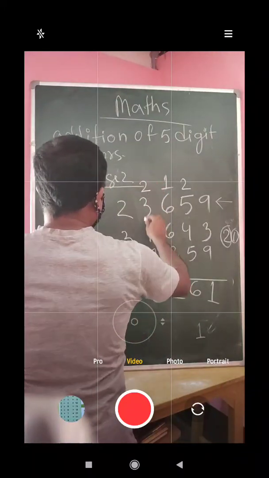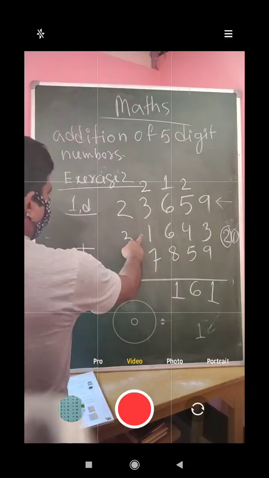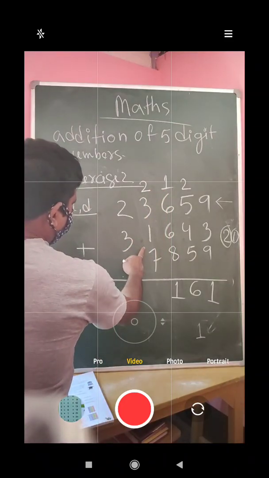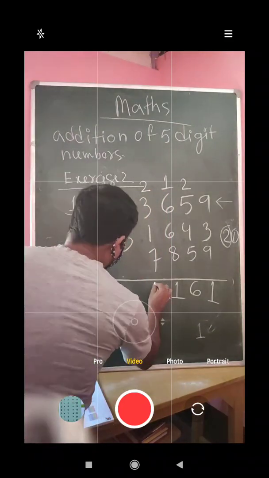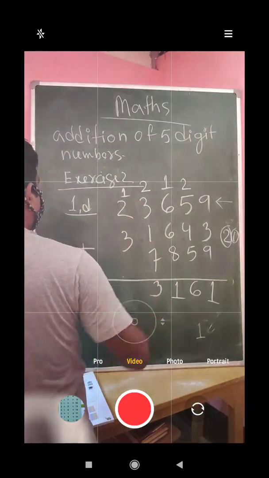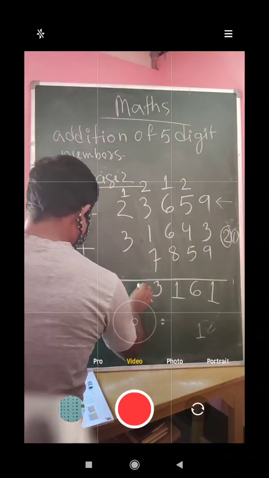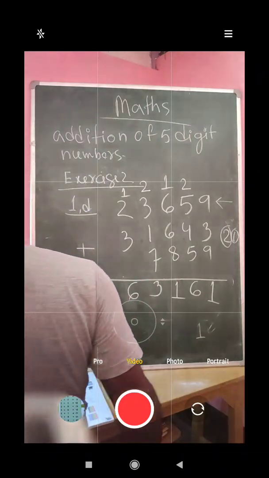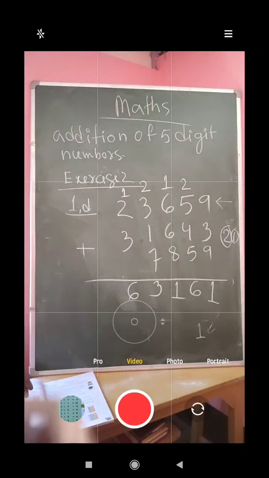2 will come here. So 3 plus 2 is equals 5. 5 plus 1 is equals 6. 6 plus 7 is equals 13. So 3 will come here. 1 will come here. Okay. So 2 plus 1 is equals 3. 3 plus 3 is equals 6. So this is your 63161, your answer.